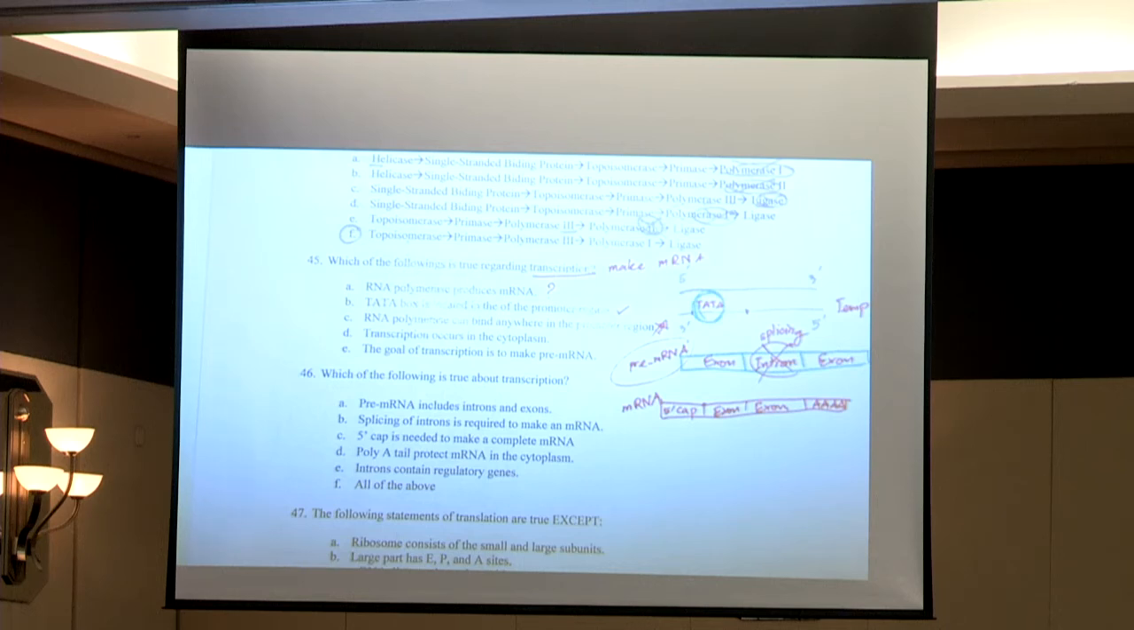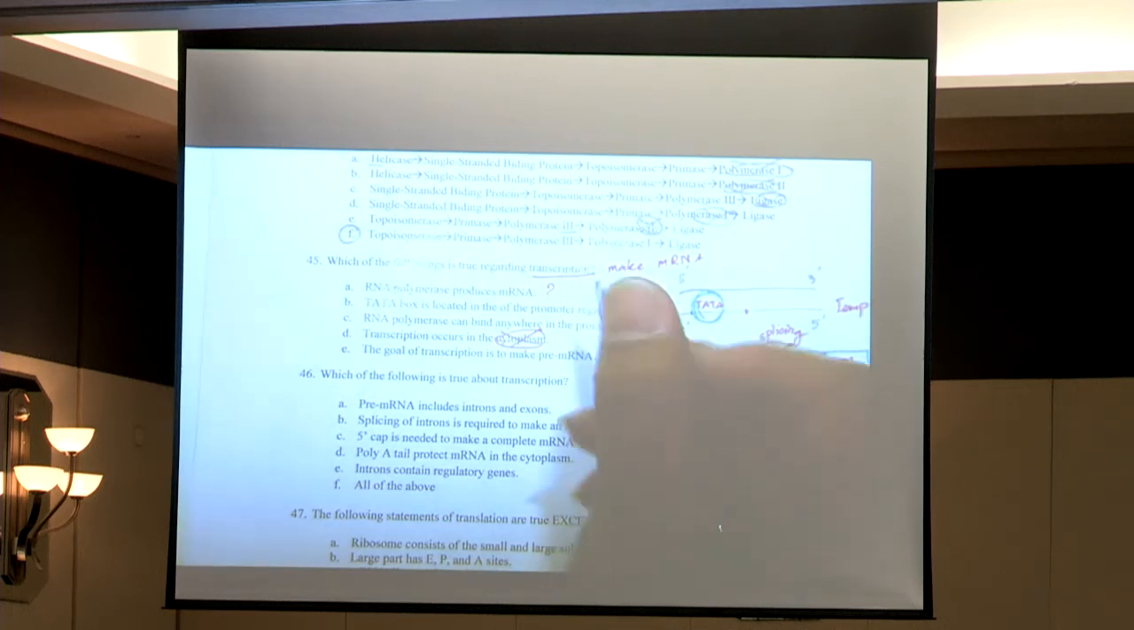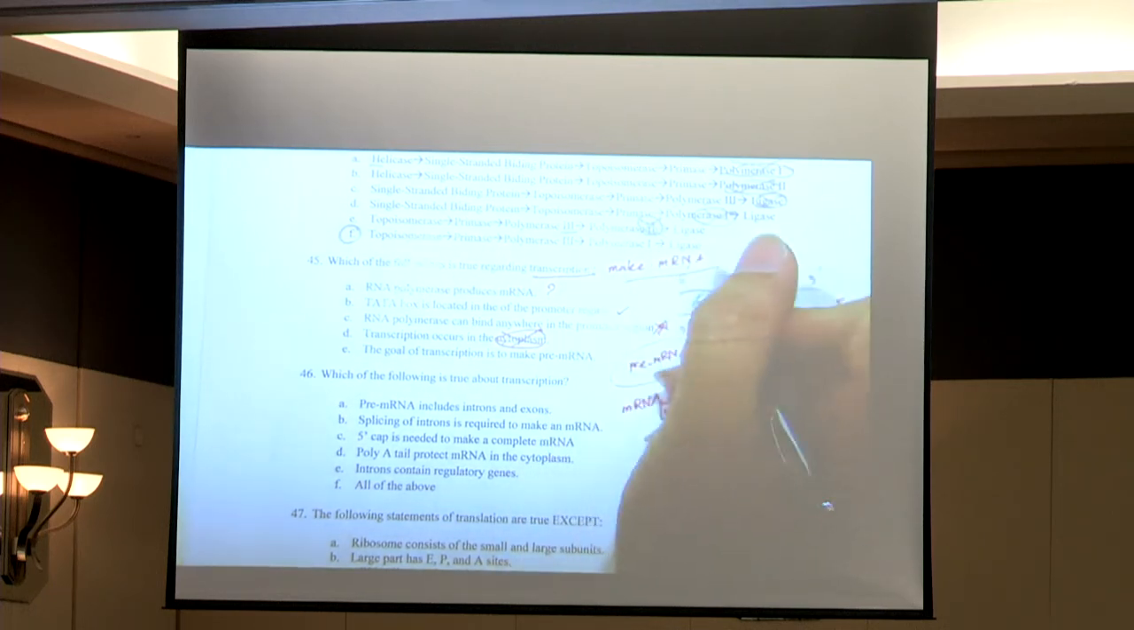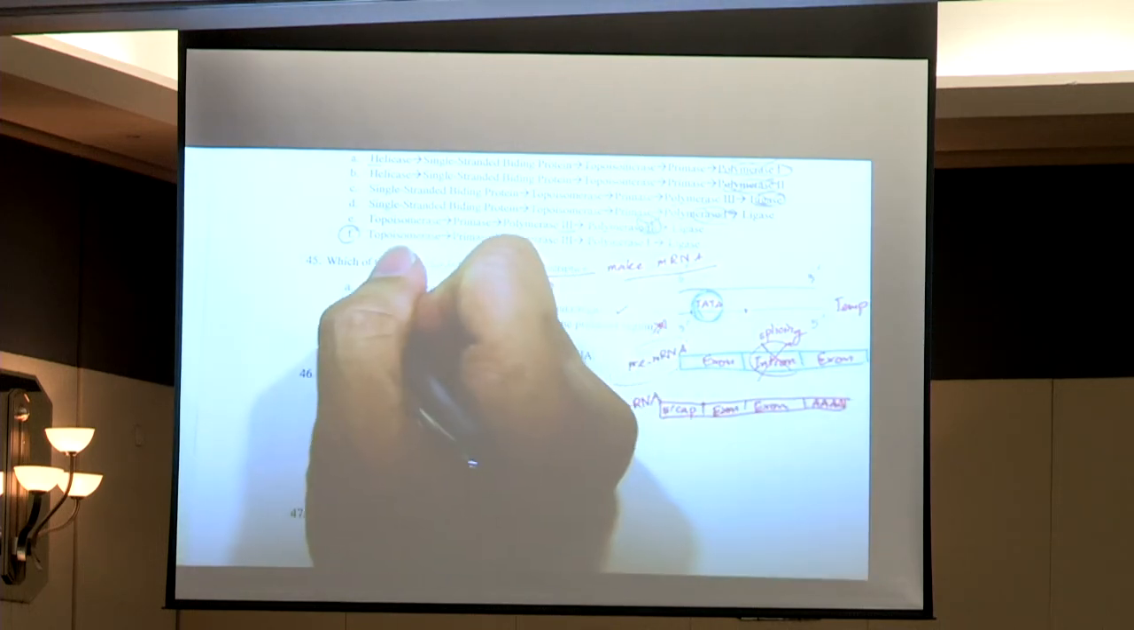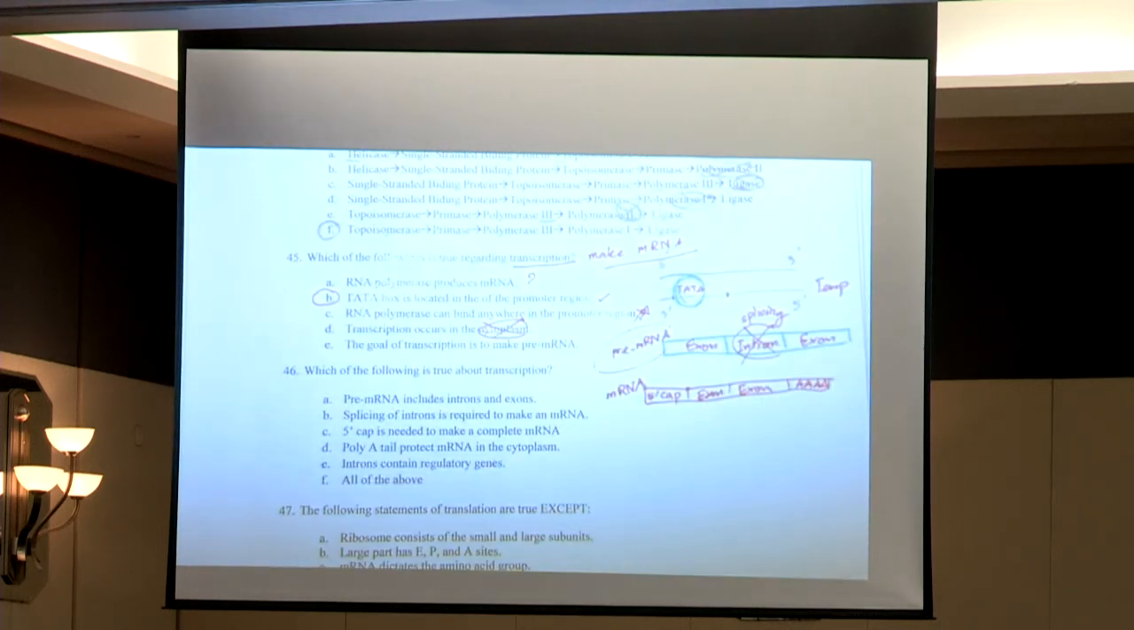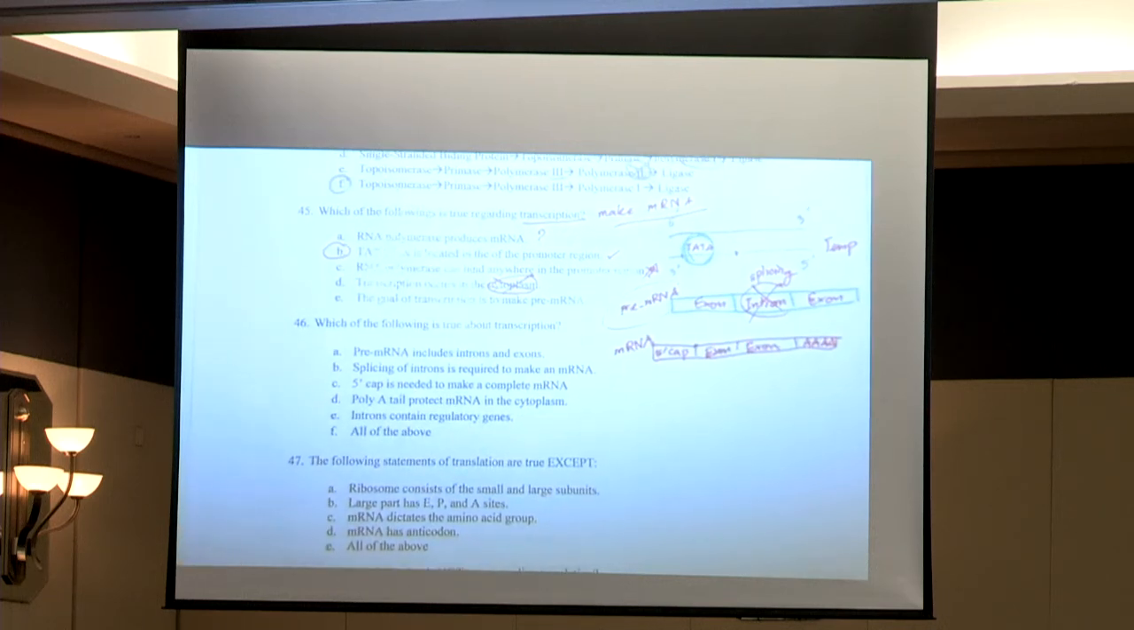Transcription occurs in the cytoplasm. Where is DNA? In the nucleus, right? So this one is not in the cytoplasm. The goal of transcription is to make pre-mRNA. No, it's to make mRNA. So the answer to this is the Tata box one. So next, which of the following is true about transcription?